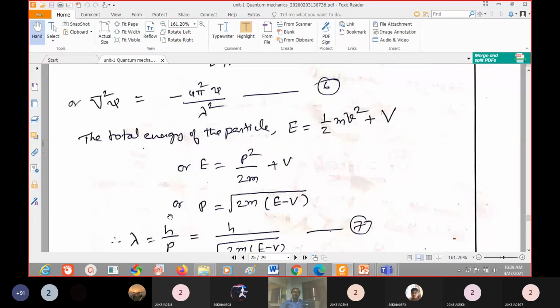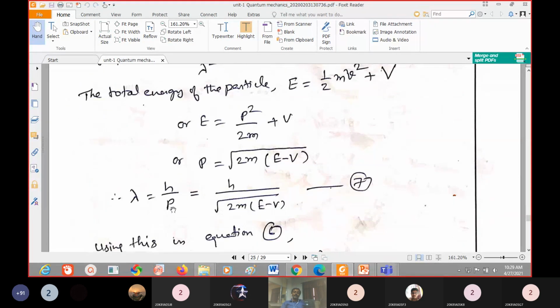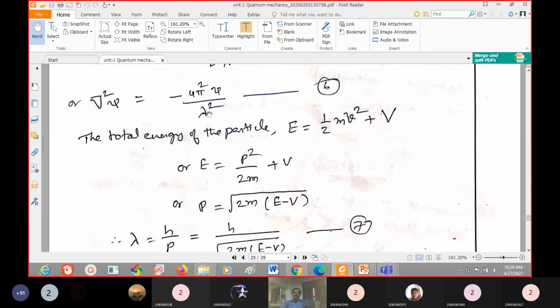Okay, according to the de Broglie wavelength, there is a relation between wavelength and momentum. Lambda is equal to h by p. Instead of p, I am substituting this equation. So finally the equation is lambda is equal to h by under root of 2m into E minus V. This lambda value we have to substitute in equation number 6.